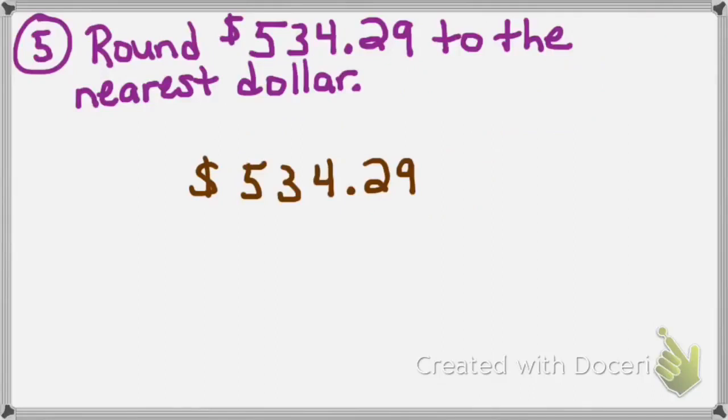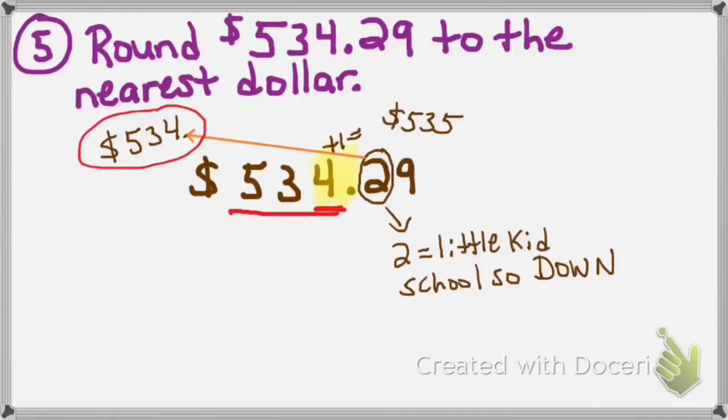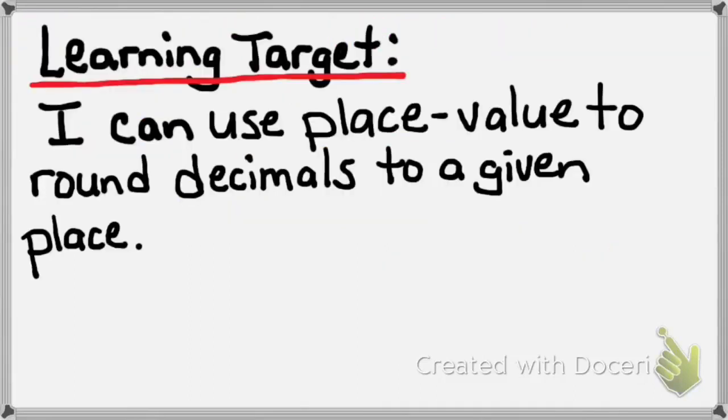And sometimes in a money problem, the directions will tell you to round to the nearest dollar. That really means round to the ones, nearest 1, or to the nearest $1. So you find that $1 column and you underline everything to the left of it, and then round as normal. In this problem, the 2 told me that I would round down to $534.